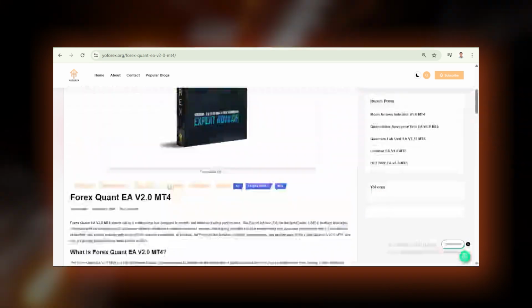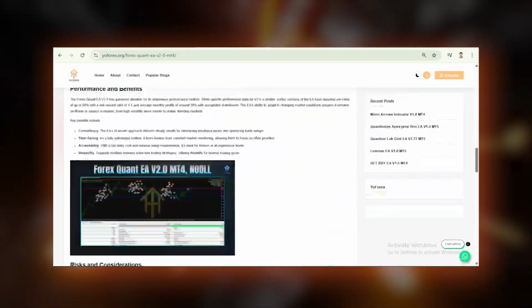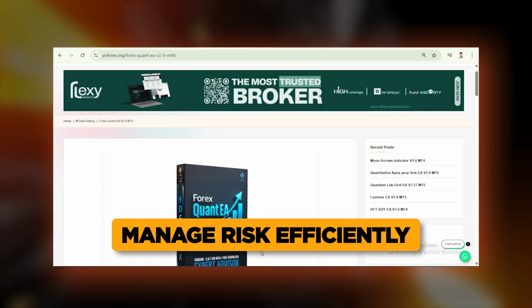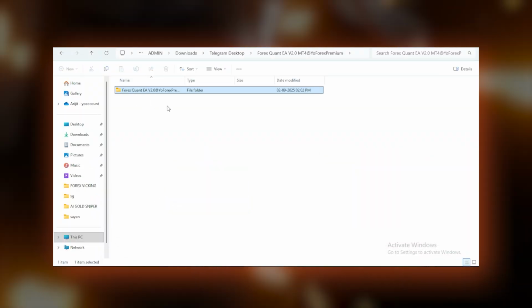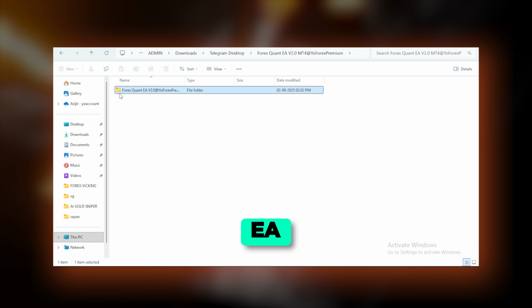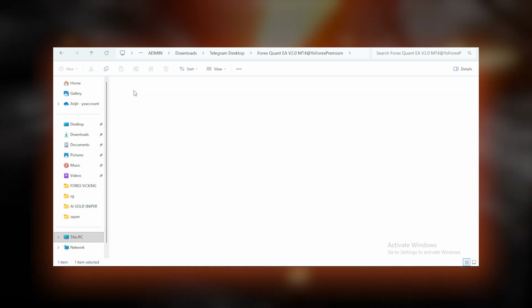Today we're introducing the Forex Quant EA V2.0 MT4, a smart, data-driven expert advisor built for accuracy and stability. This EA uses advanced quant-based algorithms to analyze price movements, manage risk efficiently, and deliver consistent profits in all market conditions. After downloading, you'll find the EA file, installation guide, and a quick README note.